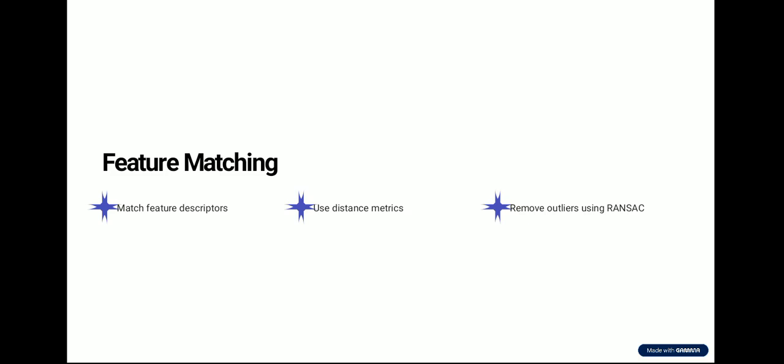Feature matching compares descriptors of features across images. Distance metrics are used to measure similarity. Incorrect matches are removed using RANSAC to ensure accuracy.